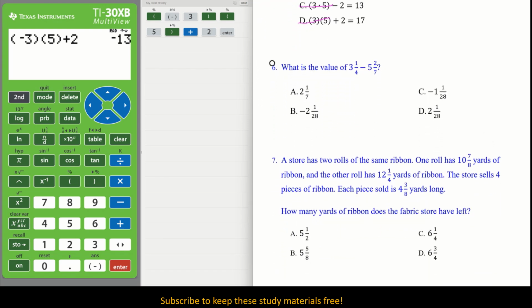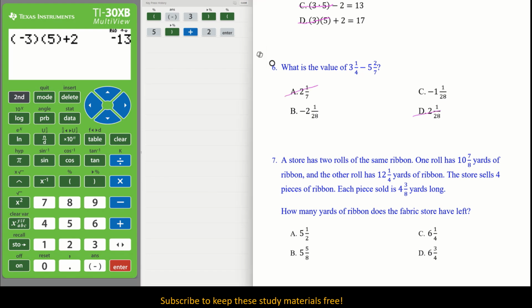All right. What is the value of 3 and 1/4 minus 5 and 2/7? Okay, now notice that you've got a smaller number that is being subtracted by a larger number. So you're taking a larger amount from a smaller amount. Well, that means our answer has to be negative. Because if you say 3 minus 5, well, that's -2-ish, around 2. So obviously we can eliminate A and D.